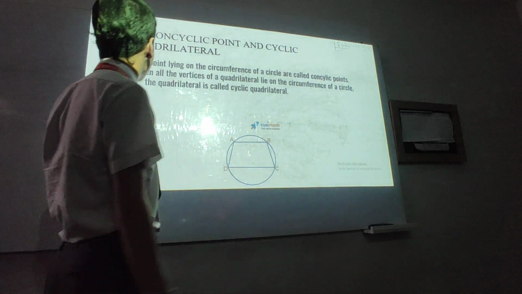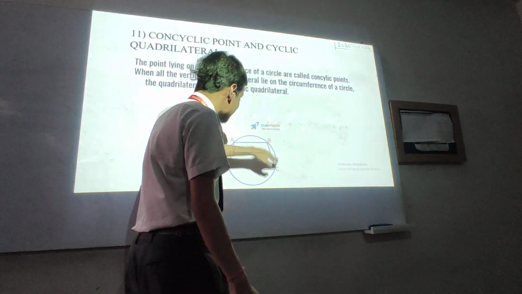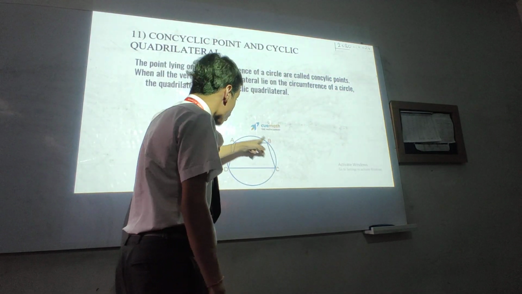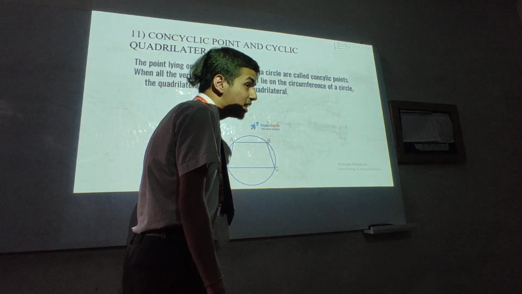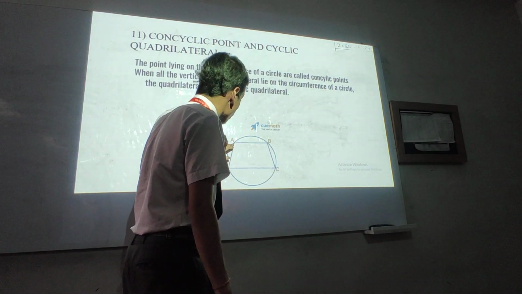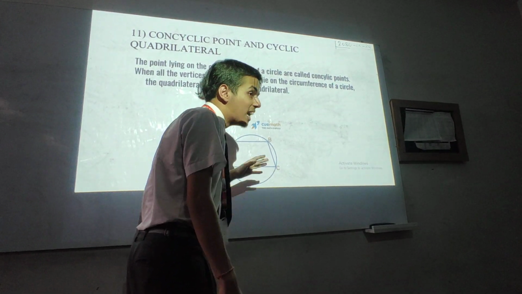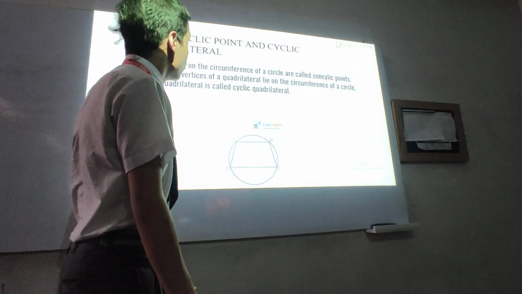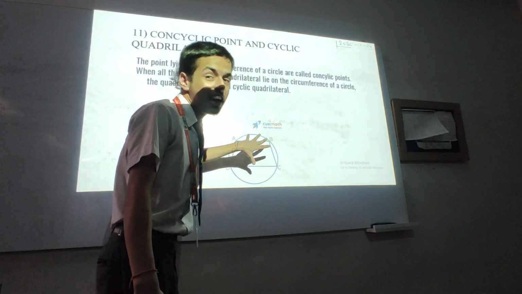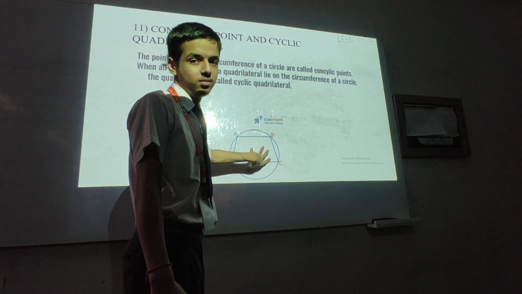Concyclic points and concyclic quadrilateral. A, B, C, D. If we ignore these lines, they are all on the circumference of the circle. That's why they are concyclic points. And when we join these points, they form a quadrilateral. And that's called a concyclic quadrilateral.